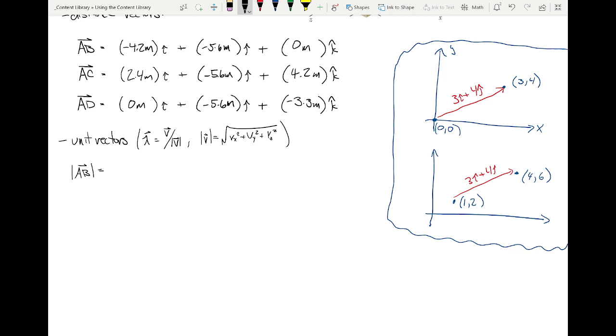Anybody got an answer there? Say it again. 7 meters. Do I have a second on that? Good deal. That's what I like to hear. All right. So therefore, what we need to do for lambda AB is we have a value times I, a value times J.